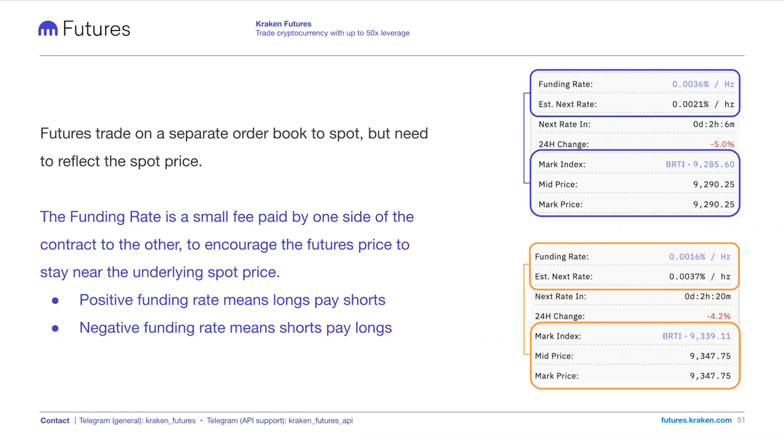The funding rate is always paid by one side of the contract, like longs, to the other side, shorts, or shorts will pay longs. So when you see a positive funding rate, it means that longs are paying shorts. And when you see a negative funding rate, it means shorts are paying longs. The funding rate is calculated over a 4-hour period.